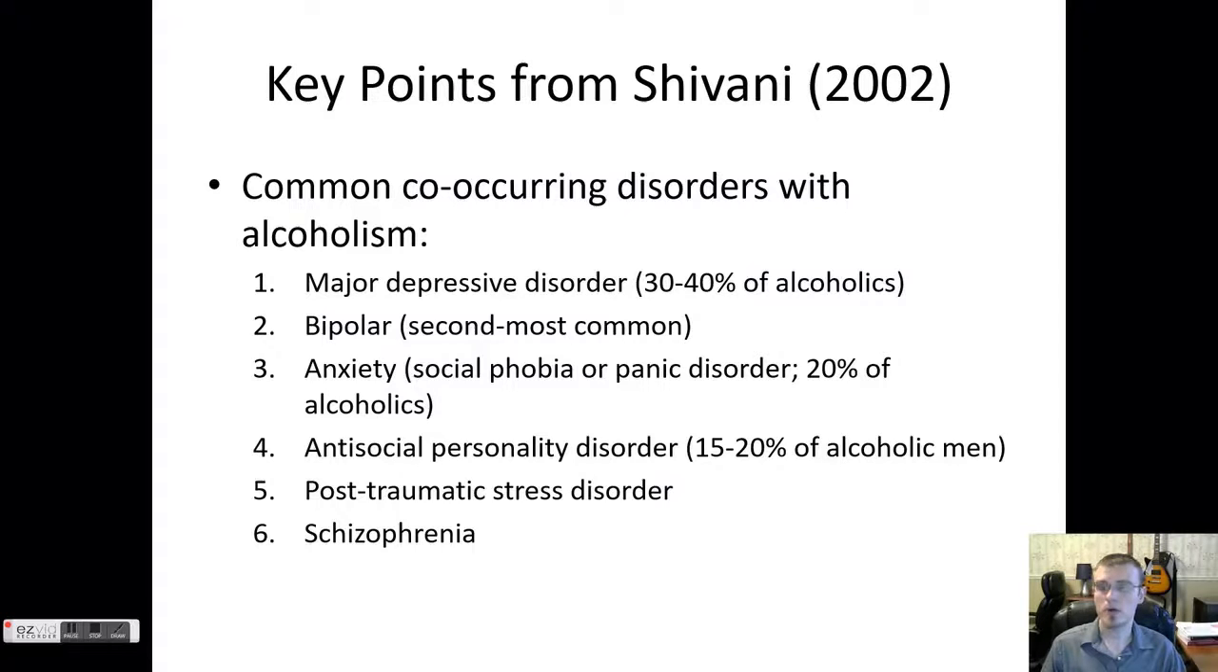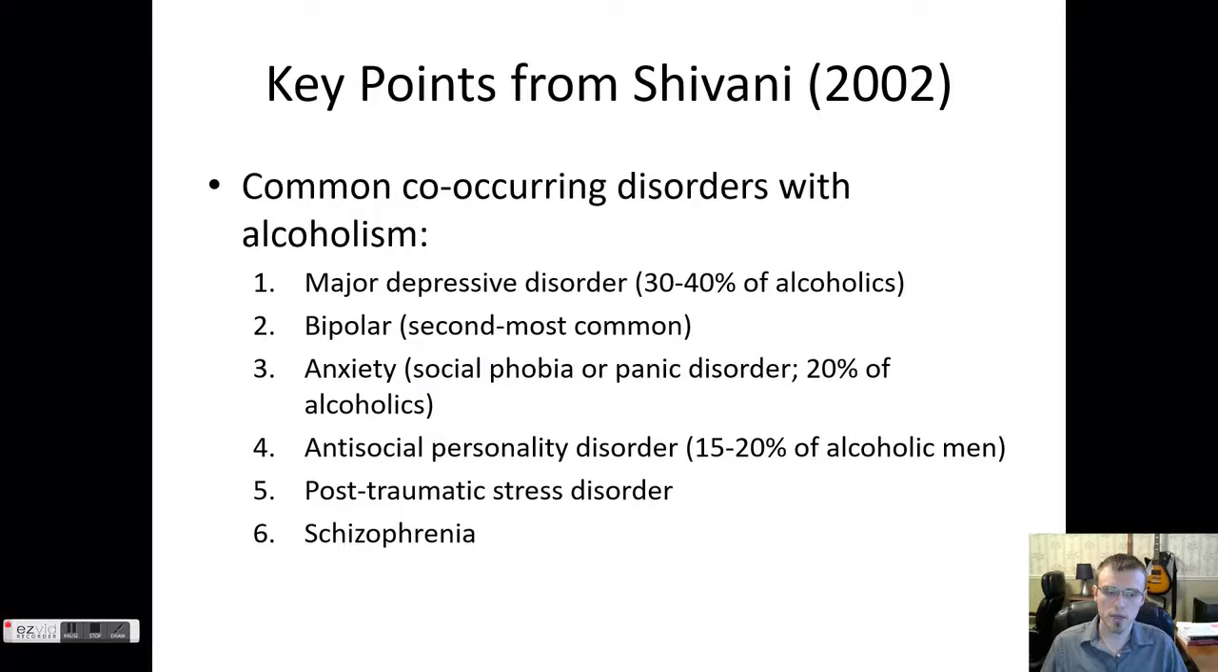So here's a couple other key points from Shivani. Primarily, they discuss the variety of different co-occurring disorders that can also occur with alcoholism. These will be most often the independent, separate mental health disorders, major depressive disorder being one of the top ones, bipolar being second most common, several anxiety disorders, specifically social phobia and panic disorder, are fairly common. Antisocial personality disorders in there too.